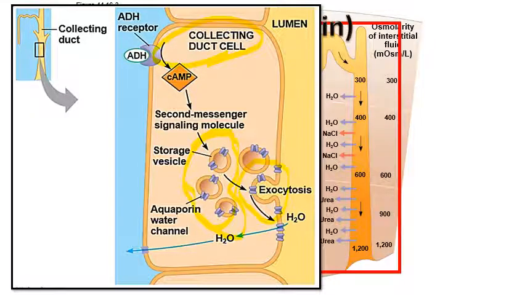So they're just sitting inside the cell not doing anything, unless we get a signal from the brain, where the brain sends us down some antidiuretic hormone, which binds to the antidiuretic hormone receptor and then tells the cell to take these aquaporin channels and put them into the wall of the collecting duct so that you can collect more water.